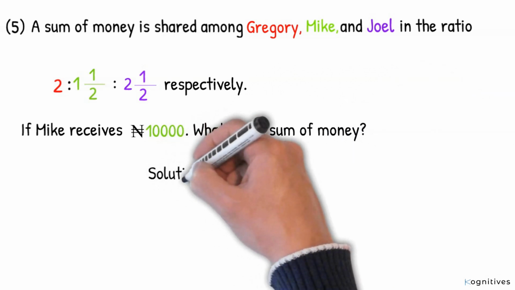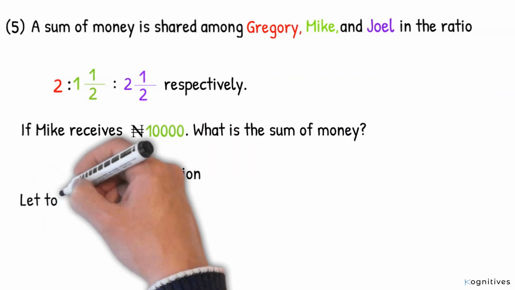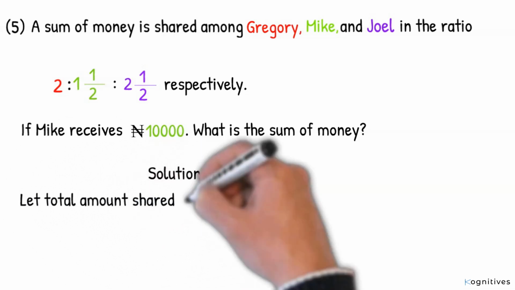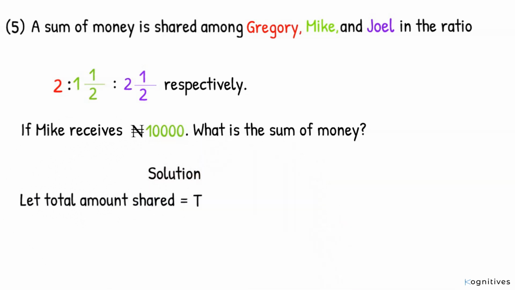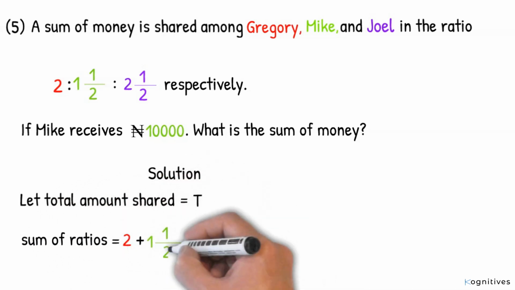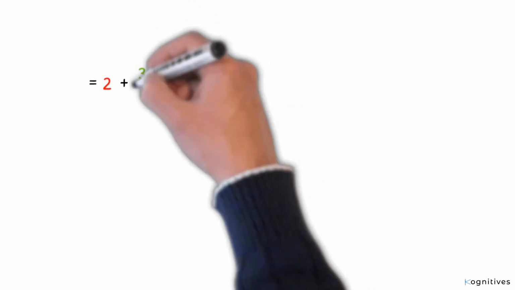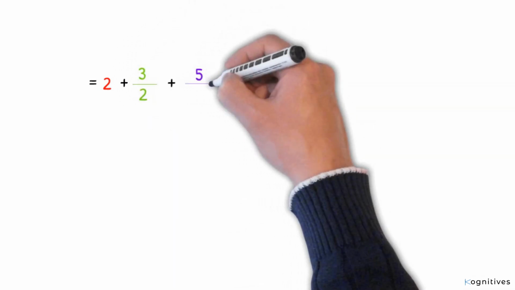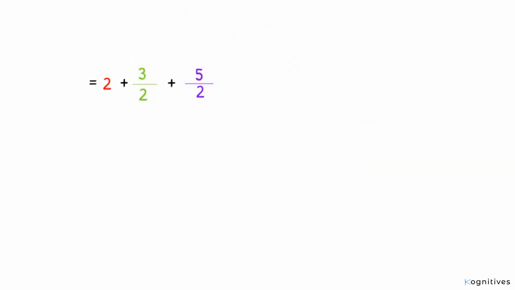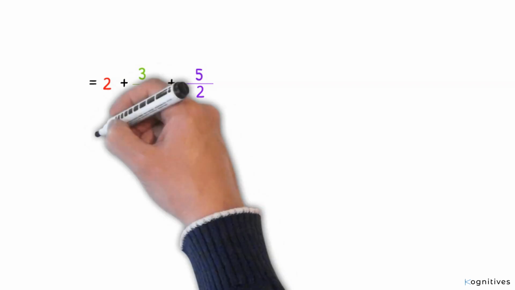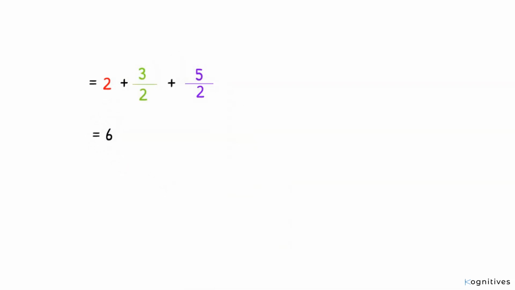Now, the solution here is this. Let the total amount shared be equal to T. Now, the sum of ratios here is equal to 2 plus 1 1/2 plus 2 1/2. And that becomes 2 plus 3 over 2 plus 5 over 2. That is changing mixed fraction to improper fraction. When I do my addition, I'm going to get 6 eventually.